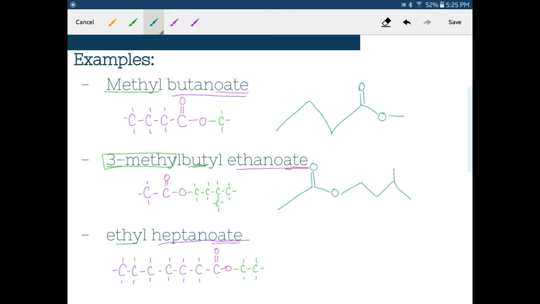Take a look at our last example. I have 7 in my parent chain. 1, 2, 3, 4, 5, 6, 7. Double bonded to an O. Single bonded to an O with a 1, 2. Again, 1, 2, 3, 4, 5, 6, 7 in my parent chain plus 2 on that branch coming off of it.